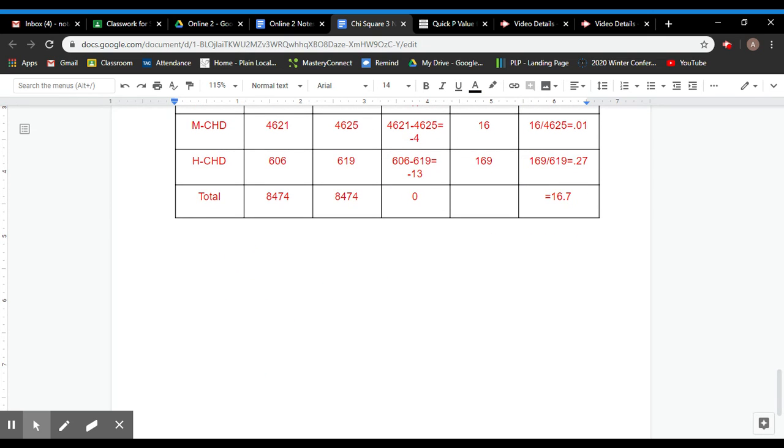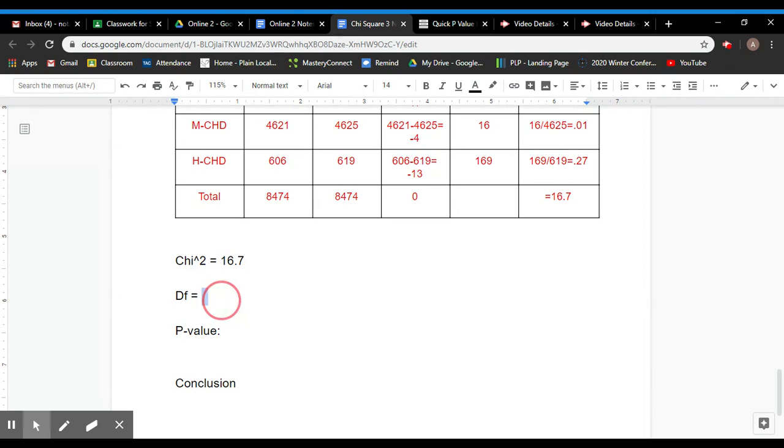All right, so the only thing we need now. I'm just going to do this for chi-square. So we found that, which is 16.7. We need to find our DF, our degree of freedom number, and our p-value, and from that we can make a conclusion.